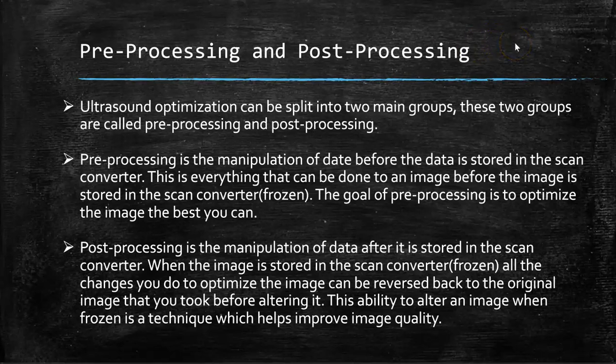Pre and post processing. Pre-processing is a manipulation of data before the data is stored in the scan converter. This is everything that can be done to an image before the image is stored in the scan converter, or frozen is another word for it. The goal of pre-processing is to optimize the image the best you can. So you want to get it looking the best you can.